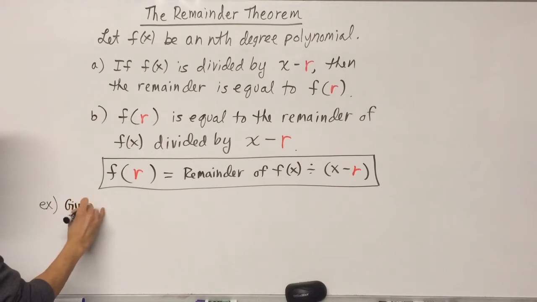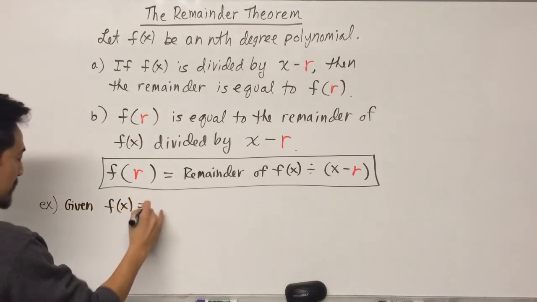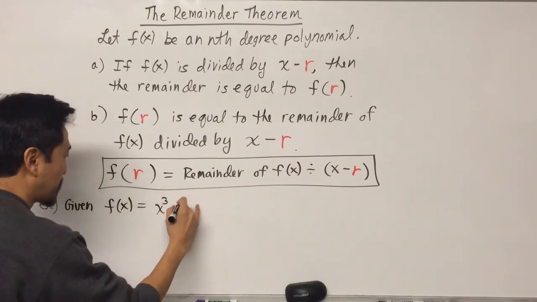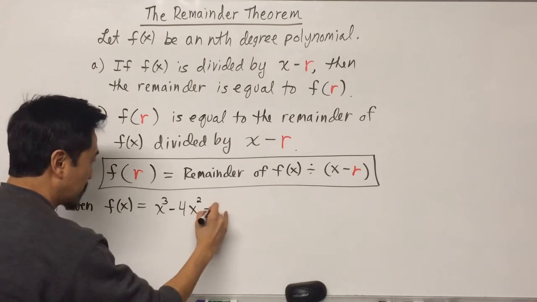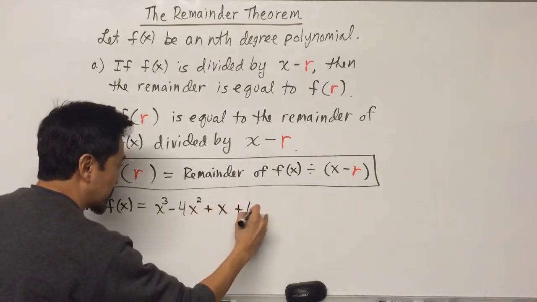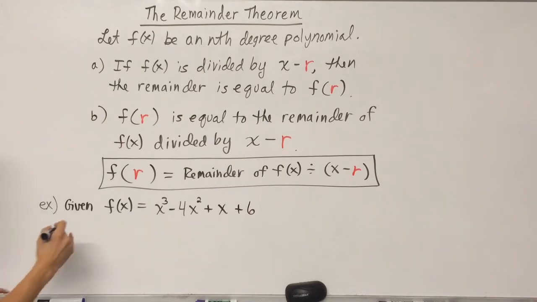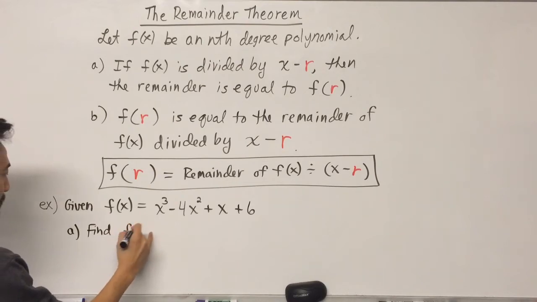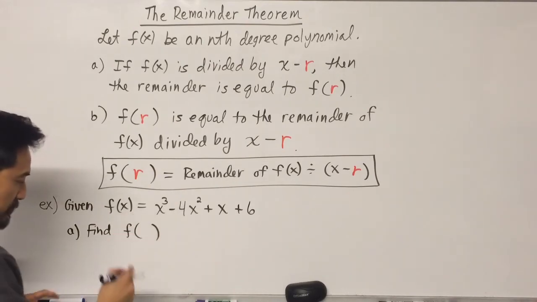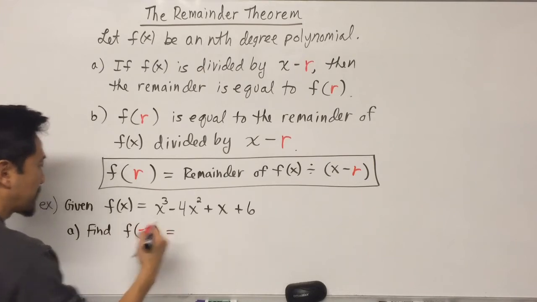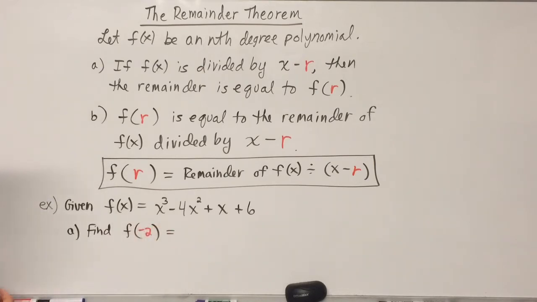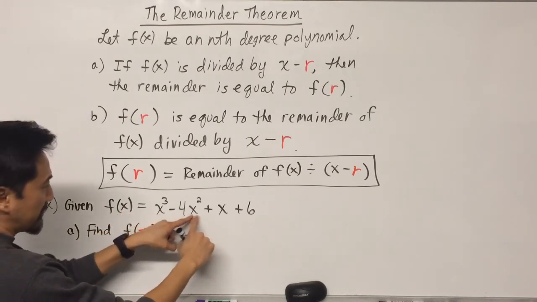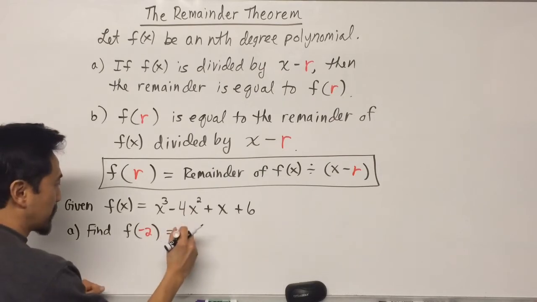Let's say that we're given a polynomial f of x. And let's make one up. Let's say I've got x to the third minus 4x squared plus x plus 6. Okay? And let's say that I now ask you to find a function value. Let's say that I ask you to plug in -2. Now remember, when we did this the good old-fashioned way, we just plugged in the -2 into here, there, and there. And let's do it the old-fashioned way.